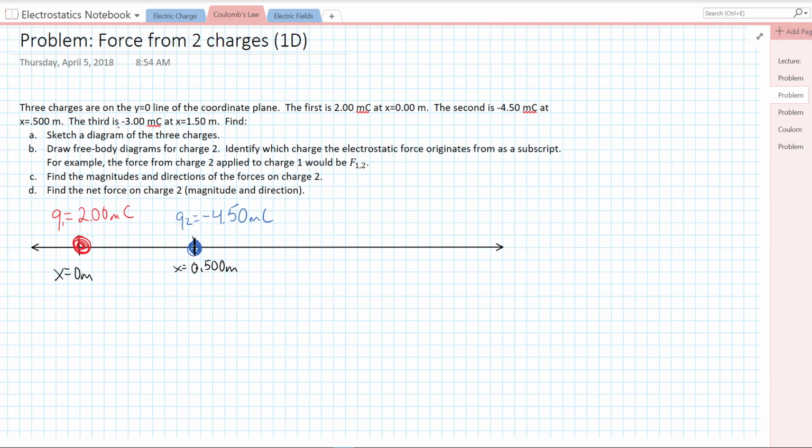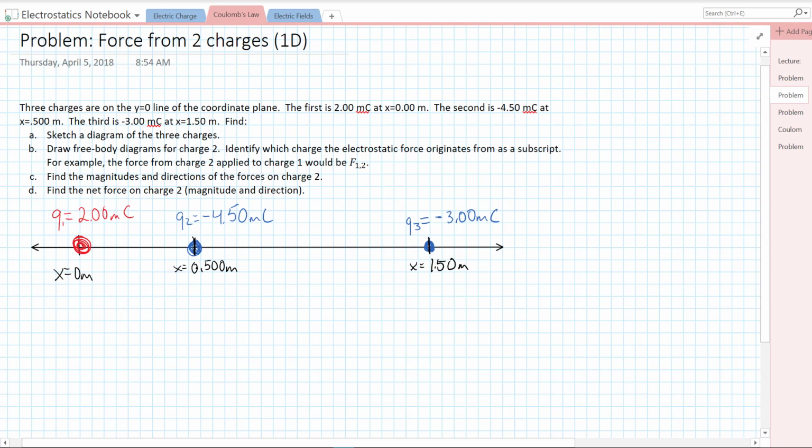And charge 3 is -3 millicoulombs at x equals 1.50 meters. It's also negative, so I'm going to do that in blue, and I'm going to try and do it approximately to scale, but this is not going to be exactly to scale. Q3 equals -3.00 millicoulombs, and our position is x equals 1.50 meters. Okay, that's part A done.